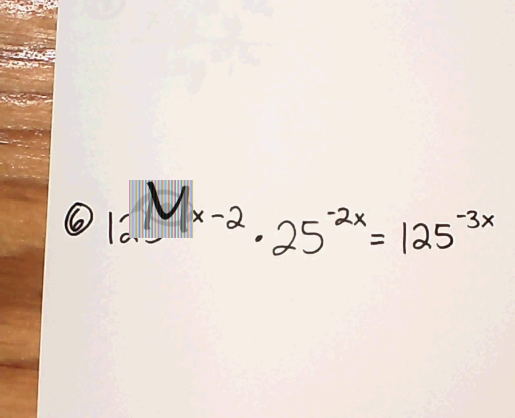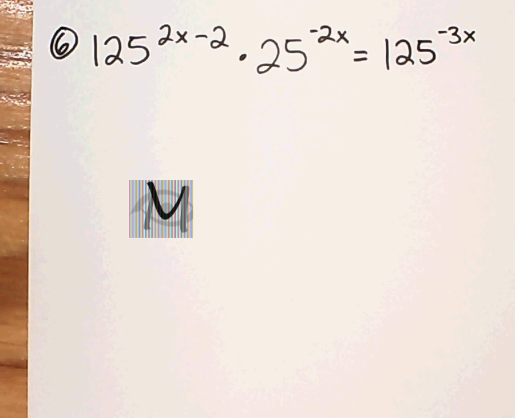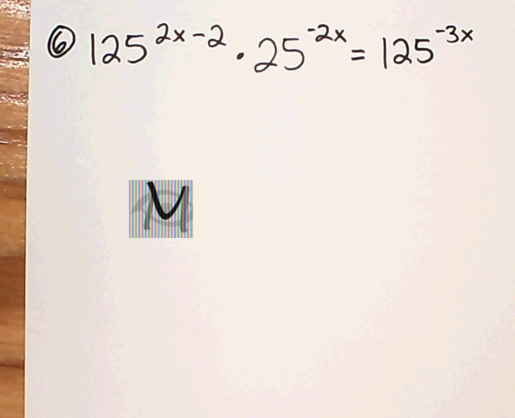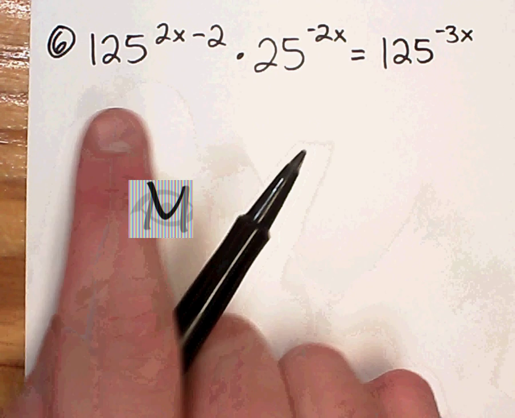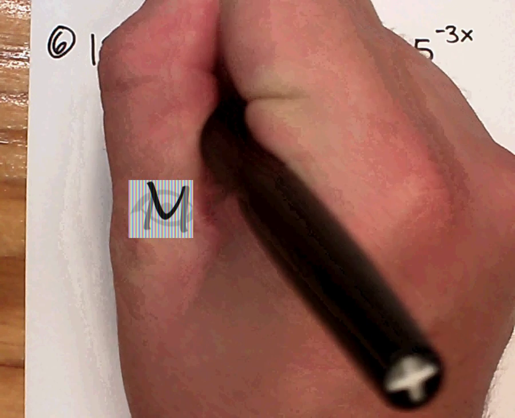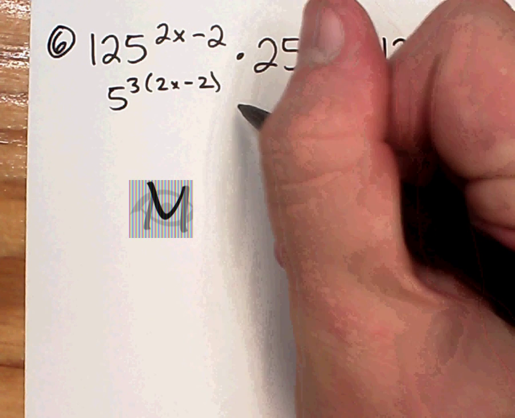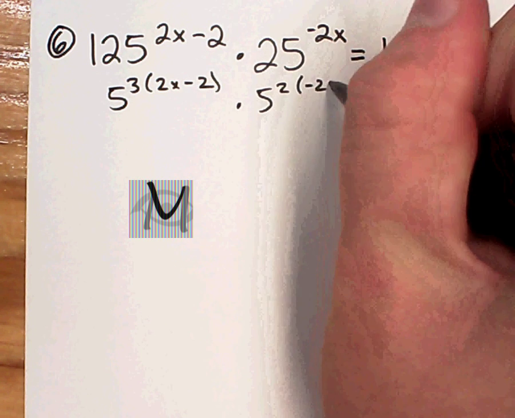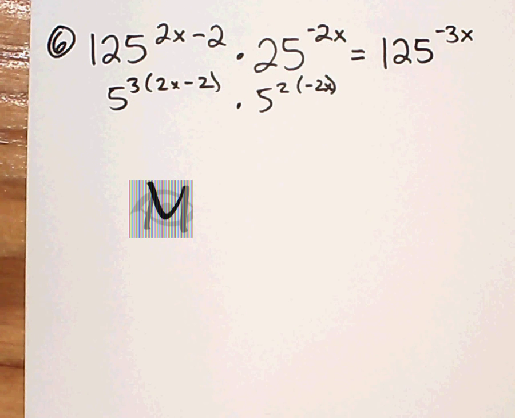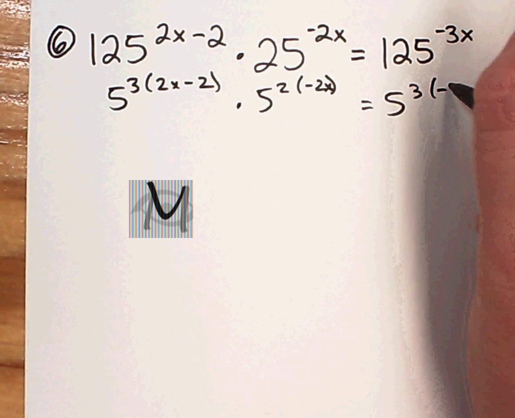Going now to number 6. All right, number 6. You're going to have to change it to where they have all the same base number. Okay, so 125. 5 to the what is 125? 5 to the 3rd. Okay, 5 to the what is going to give you 25? 5 to the 2nd. Equals 5 to the 3rd to give you 125 times negative 3x here.